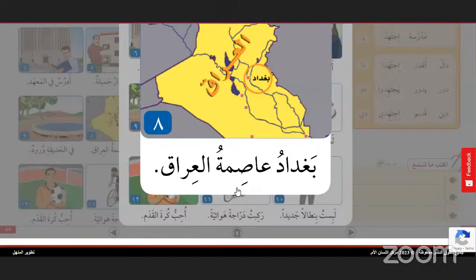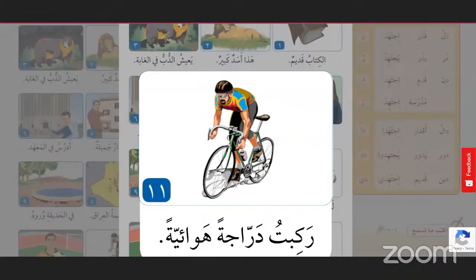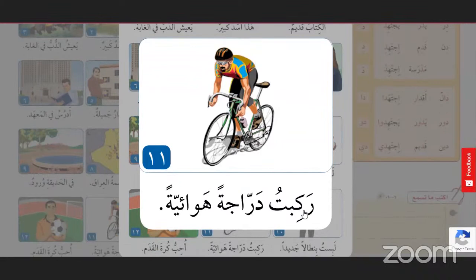Sir, what's the present tense of Rakibtu? Arkabu, okay. Tell me the past tense of Rakibtu. I was completely confused about Yeishu. Tell me, what's the root word of this one here? Rakib. Rakiba. Yeah.